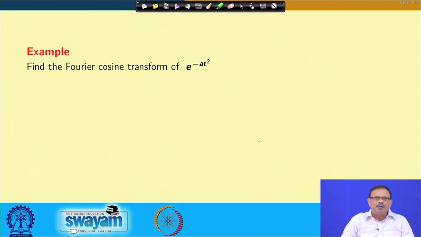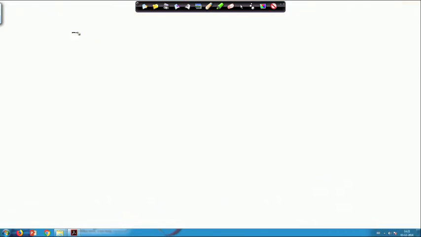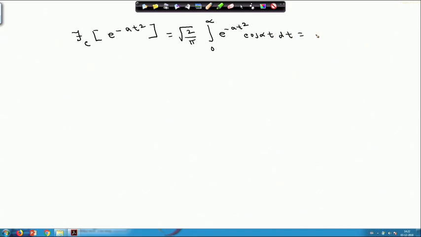Find the Fourier cosine transform of e^(−at²). So, for this one we have to find the Fourier cosine transform of e^(−at²). Again, from the formula, root over 2/π ∫ from 0 to infinity of e^(−at²) cos(αt) dt. Say this is equal to I. This entire integral equals I.